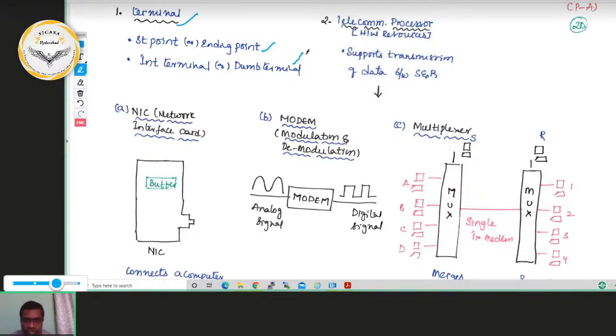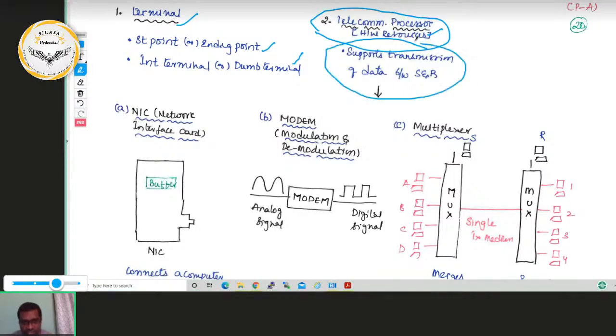Now let us move to the second component, telecommunication processors. These are called hardware resources. Why do we require telecommunication processors? For the purpose of transmitting the data between sender and receiver. These are nothing but hardware. What do you mean by hardware? Any physical component which we can touch is called hardware. In telecommunication processors, the first one is called NIC. What do you mean by NIC? NIC is network interface card.